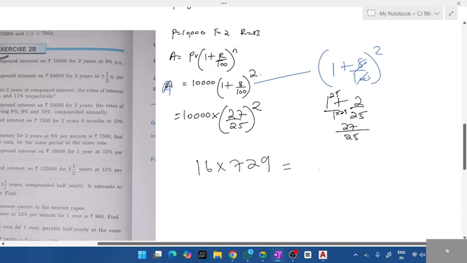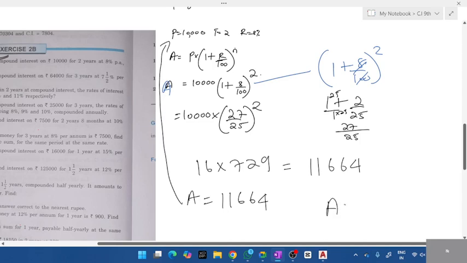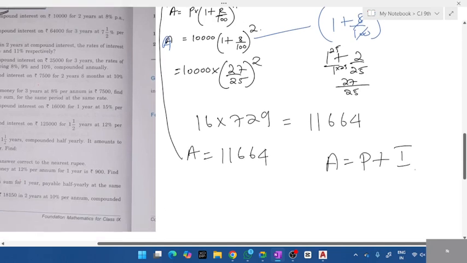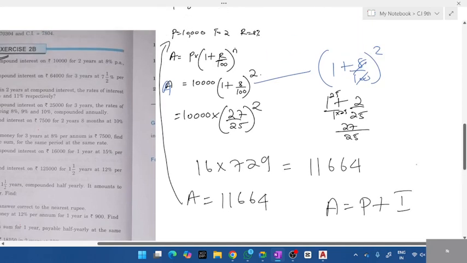How much is 729 into 16? What was the answer, Abigail? 11,664. This is the amount. Amount is equal to 11,664. If the amount is 11,664, principal is 10,000. What is the relation between these three? I had given a formula. Amount is equal to P plus I. Fine. Subtract it. That's it. 11,664 minus 10,000. You'll get the interest.